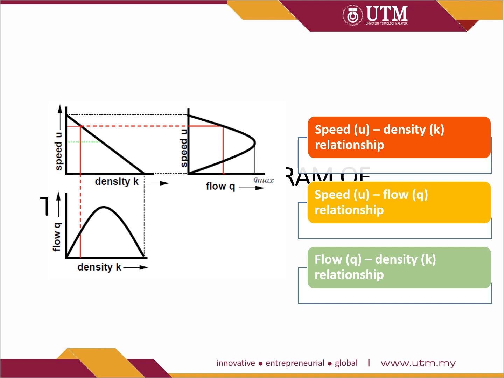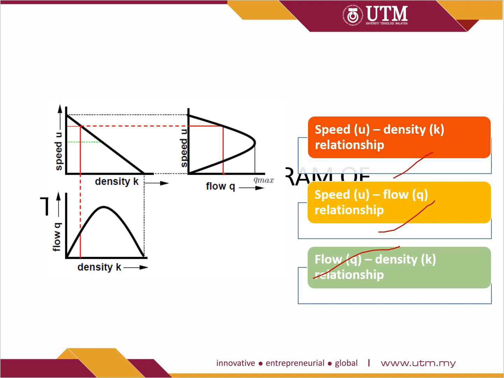The next part is to show you how the relationships look like on a graph, the relationship between one unit and another. There are three: the speed versus density relationship, the speed versus flow relationship, and also the flow rate versus density relationship.